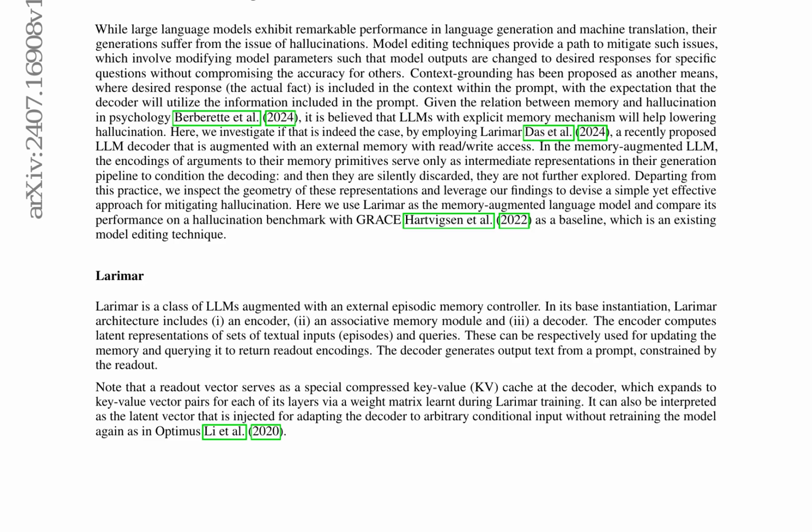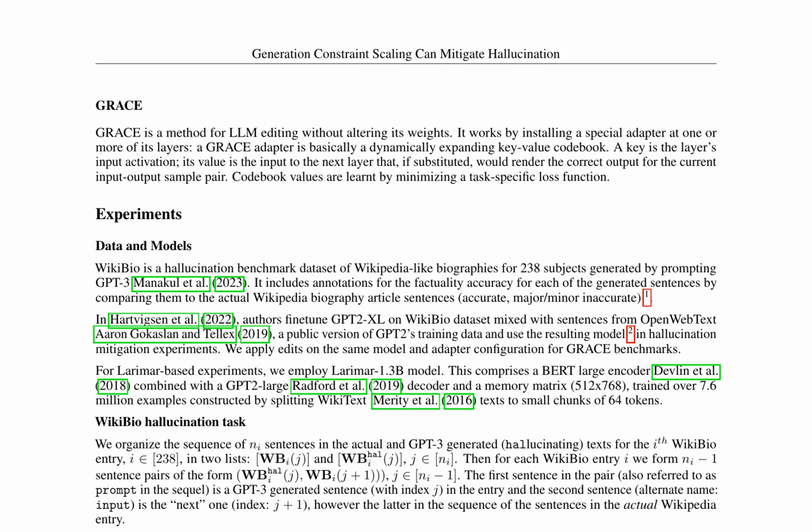The research paper introduces GRACE, a novel method for editing large language models, LLMs, without altering their weights. This is achieved by installing a special adapter at one or more of its layers, which is a dynamically expanding key-value codebook. The key is the layer's input activation, and its value is the input to the next layer that, if substituted, would render the correct output for the current input-output sample pair. Codebook values are learned by minimizing a task-specific loss function.